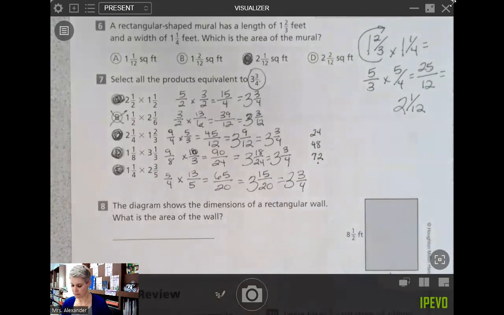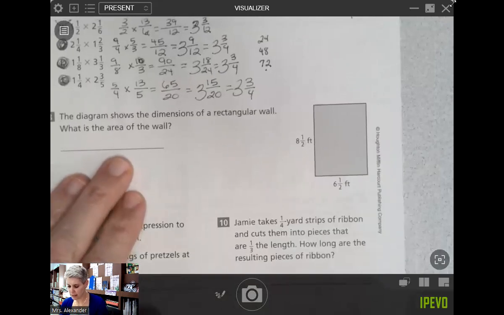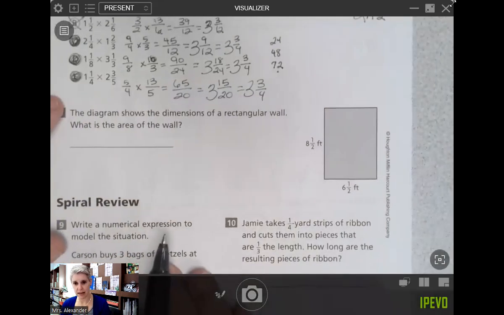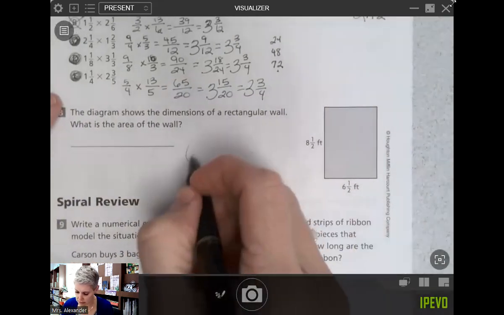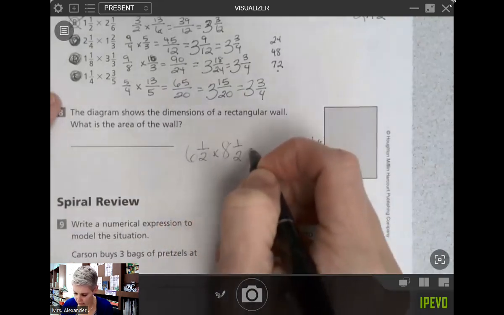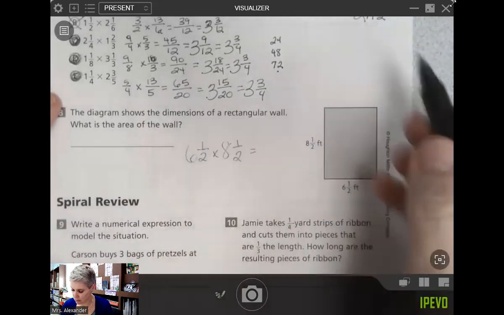Here we go. Almost there. The diagram shows the dimensions of a rectangular wall. What is the area of the wall? We know area, length times width. 6 1/2 times 8 1/2 equals. Let's stick with, I'm going to do the model.